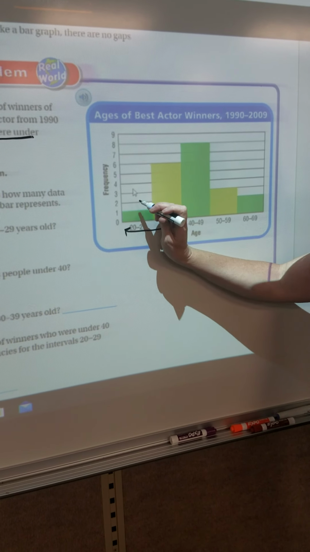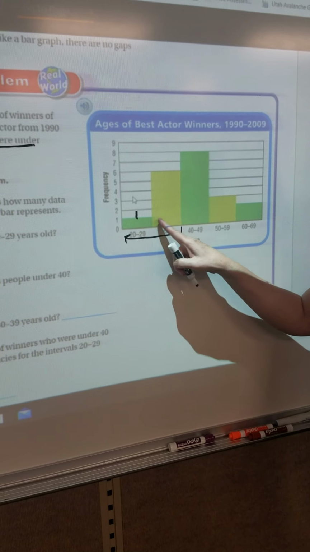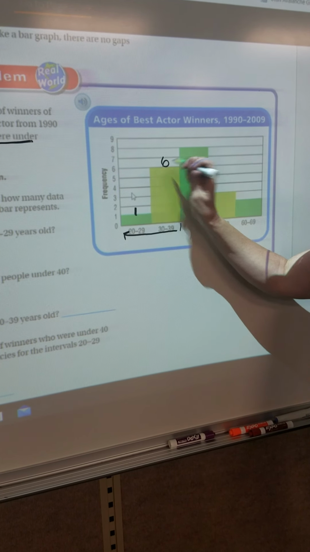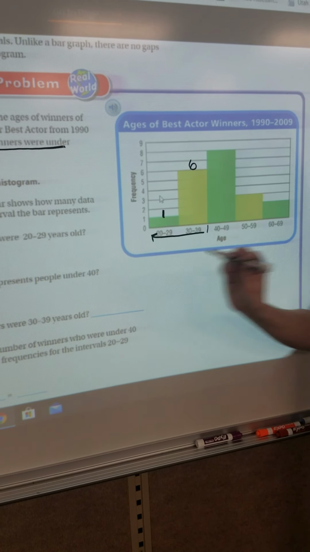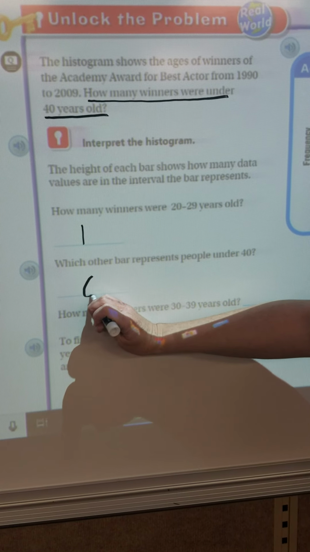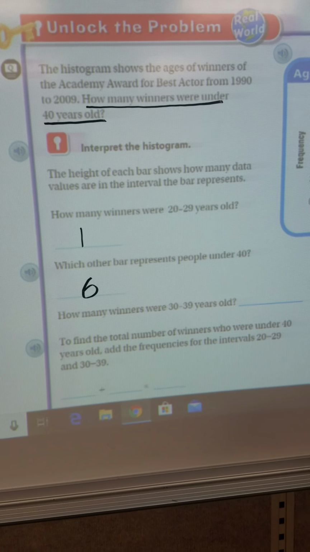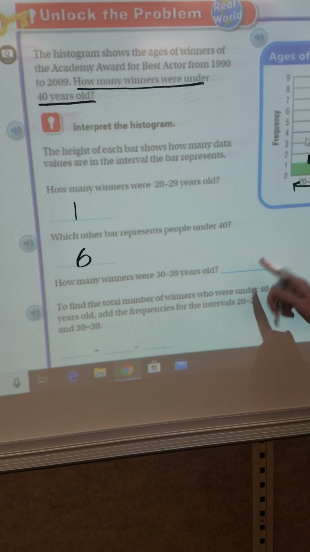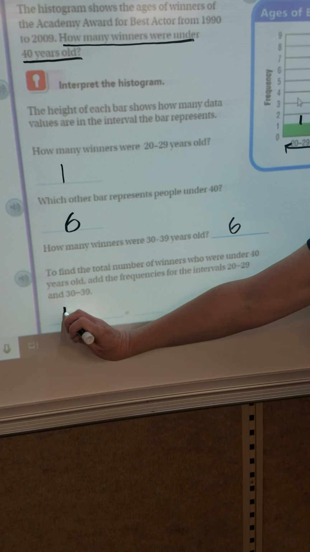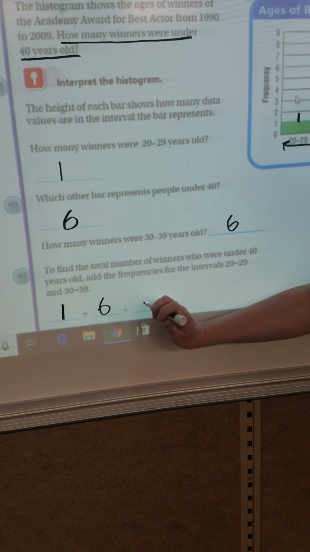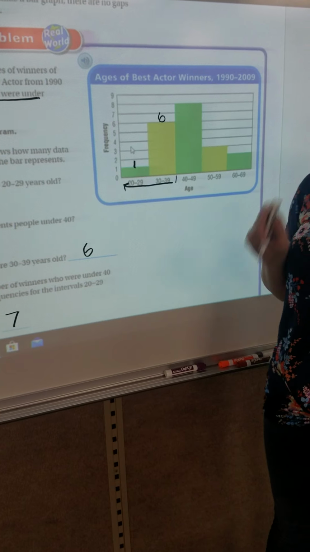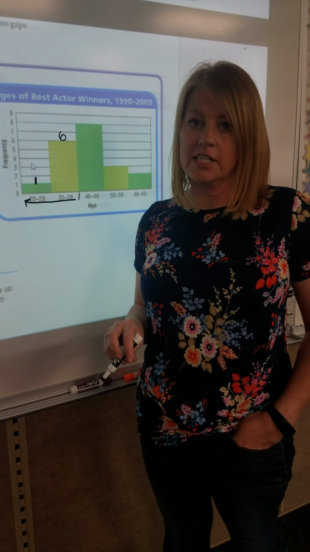So right here we had one person. That next interval we had 6 people. So the other bar had people under 40, that was 6 people. From 30 to 39 years old was 6. And so when we add those two intervals together, that would be 7. So all together, there were 7 winners under the age of 40.